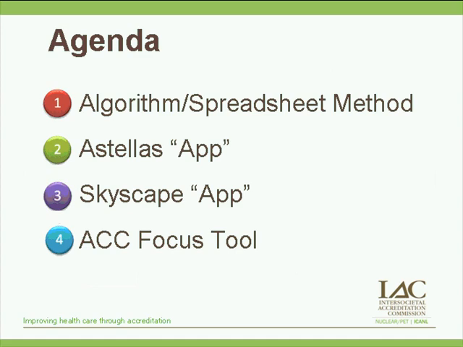During this webcast, I'll describe the four methods or tools available to help facilities calculate the appropriateness of a clinical indication. They include the algorithm spreadsheet method, the Astellas App, the Skyscape app, and finally, the ACC Focus Tool. I'll also be demonstrating how to use all of these tools.